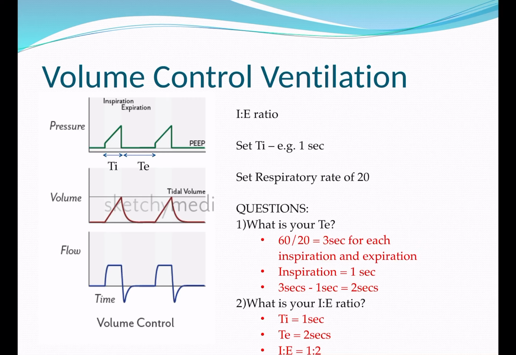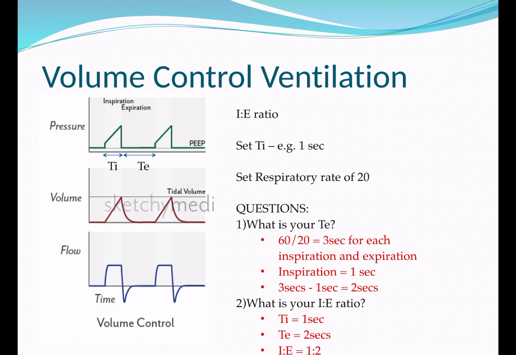Now we've already set our TI time at 1 second. So if 1 second of that 3 seconds is in inspiration, by definition 3 minus 1 equals 2. You've got 2 seconds in expiration. So what's your I/E ratio? Well, if your TI is 1 second and your TE is 2 seconds, then you're going to have a 1:2 ratio.